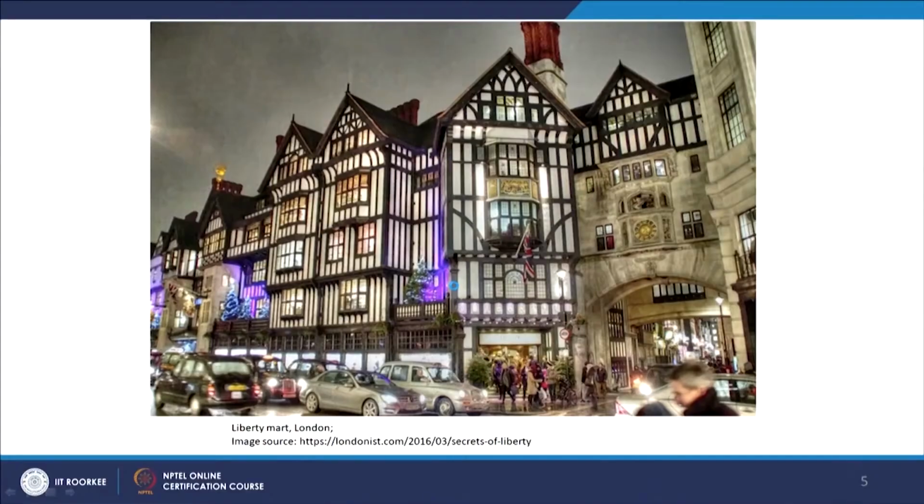This is in Stratford-upon-Avon. Similarly, in the heart of London, if you go to Oxford Street, that is where you see Liberty, where the whole building is of timber construction, and how they have renovated it and requalified these old houses for new uses is one of the best examples.